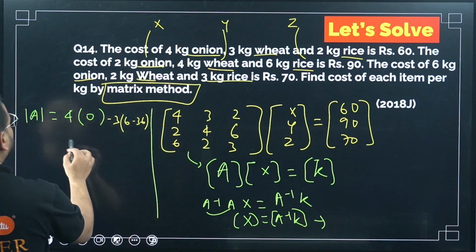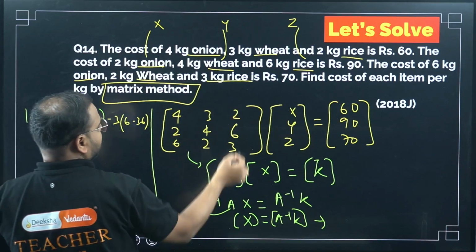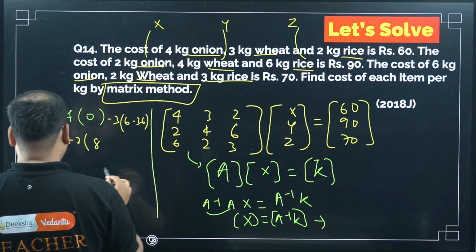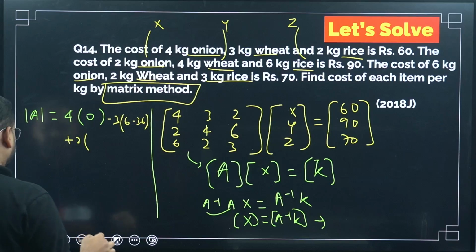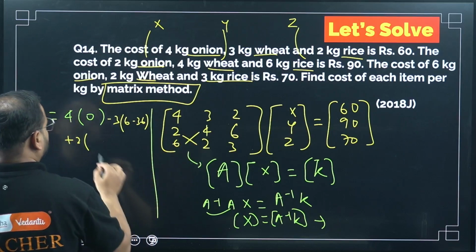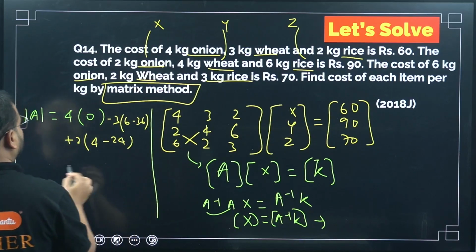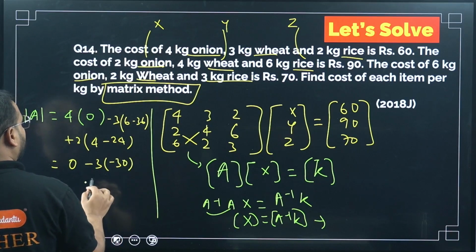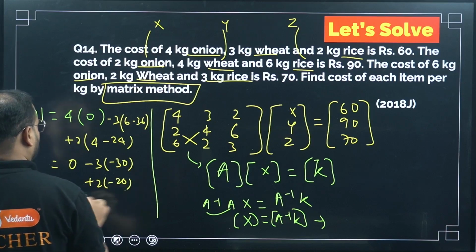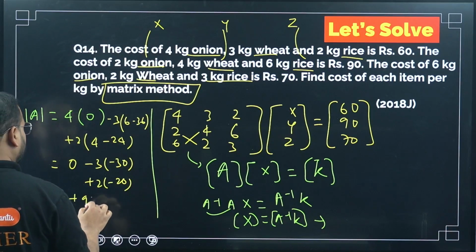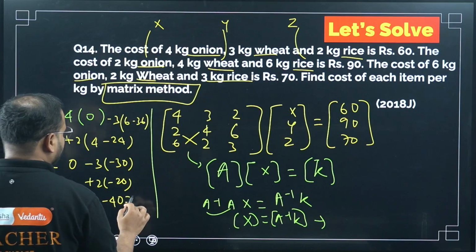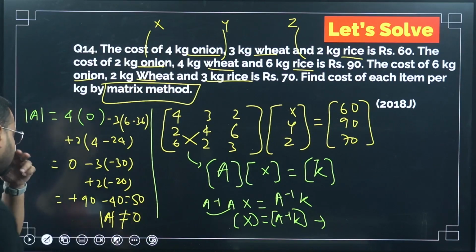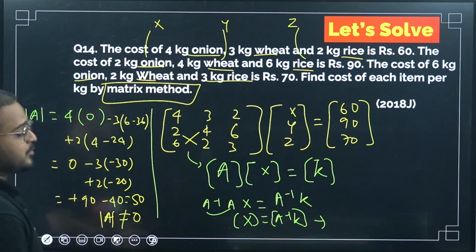The last one, for 2, plus 2 I'll do. Plus 2 times what? This and this will go out. I'll get 4 minus 24, not 8, sorry. So this and this, 4 minus 24. So 0 minus 3 times minus 30 plus 2 times minus 20. How much is that? Plus 90 and minus 40, which is 50, not equal to 0. It means the determinant of A is not equal to 0. 50 is the determinant of A. Now the only thing we have to find is what?